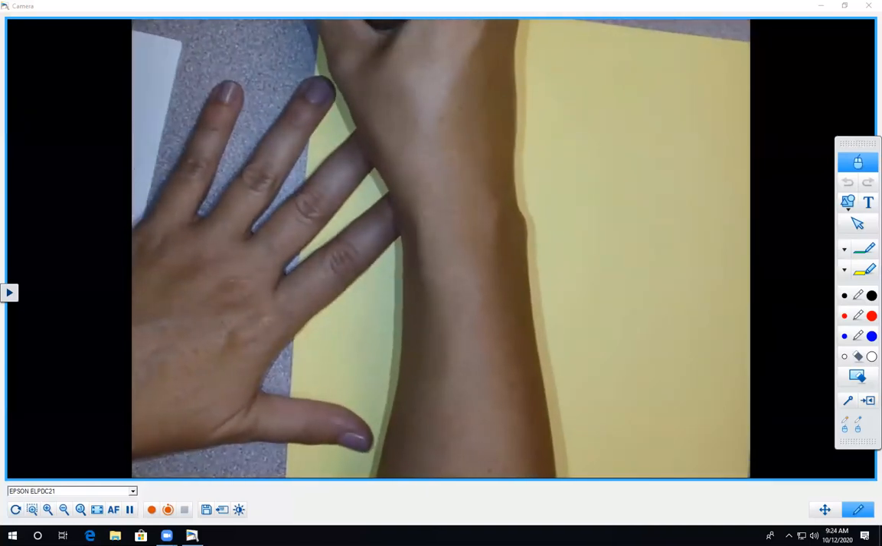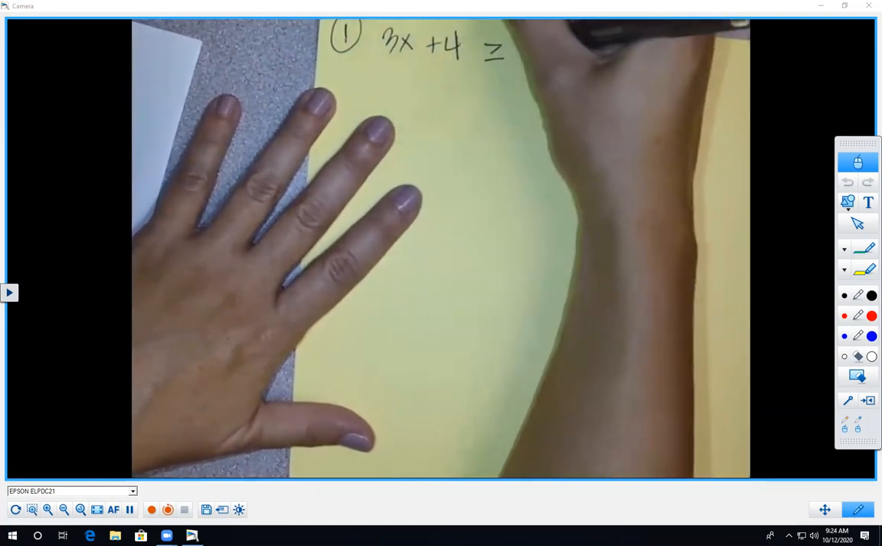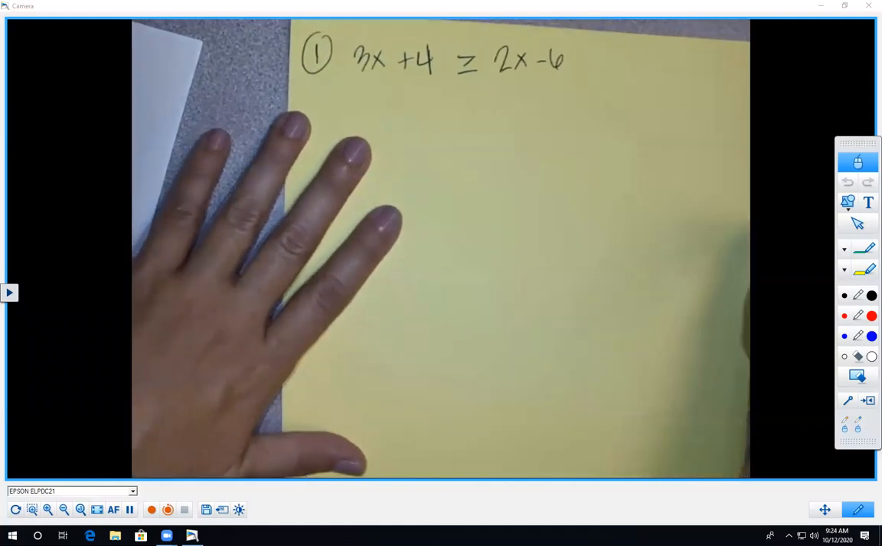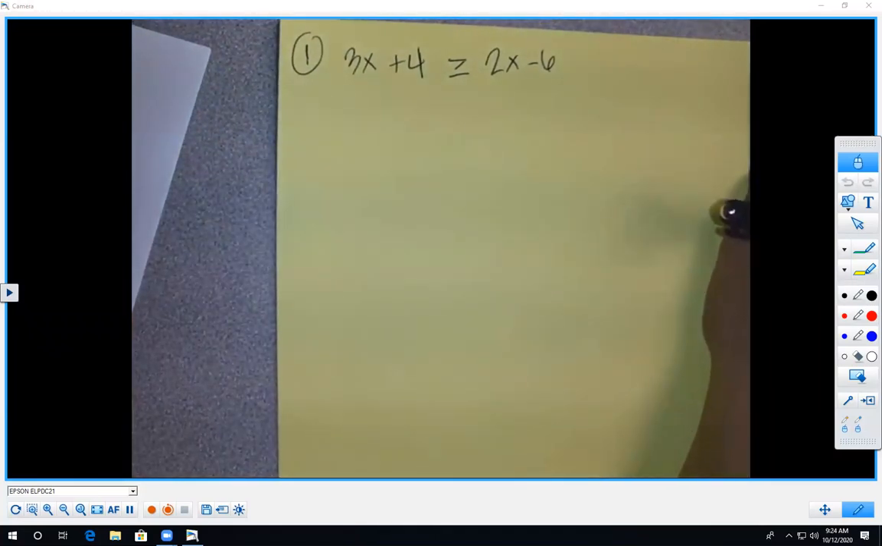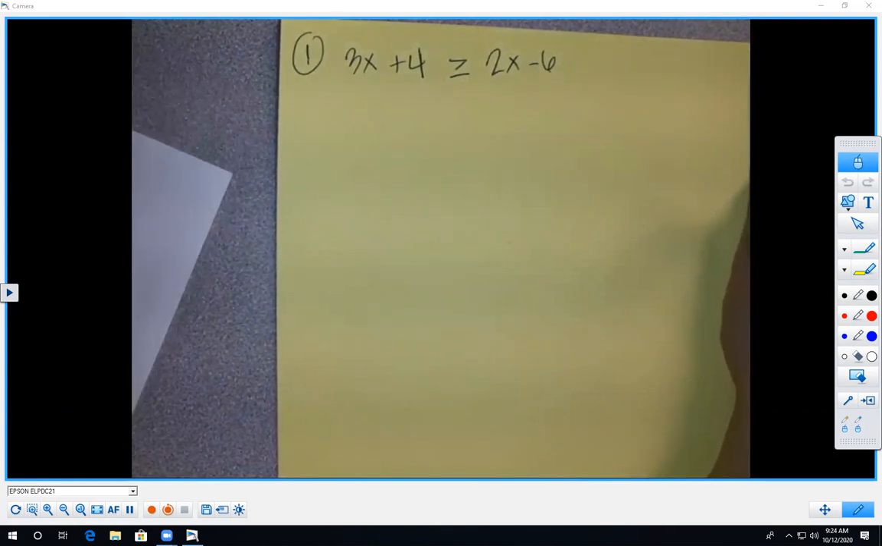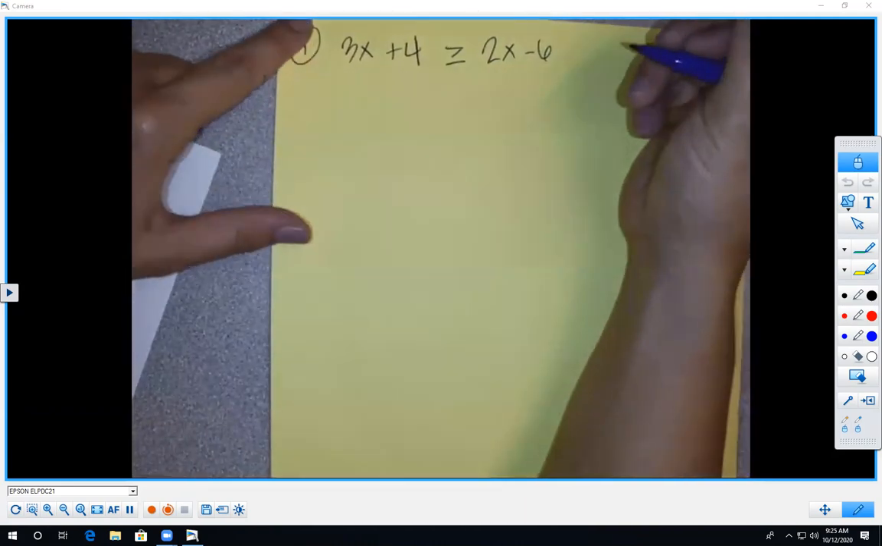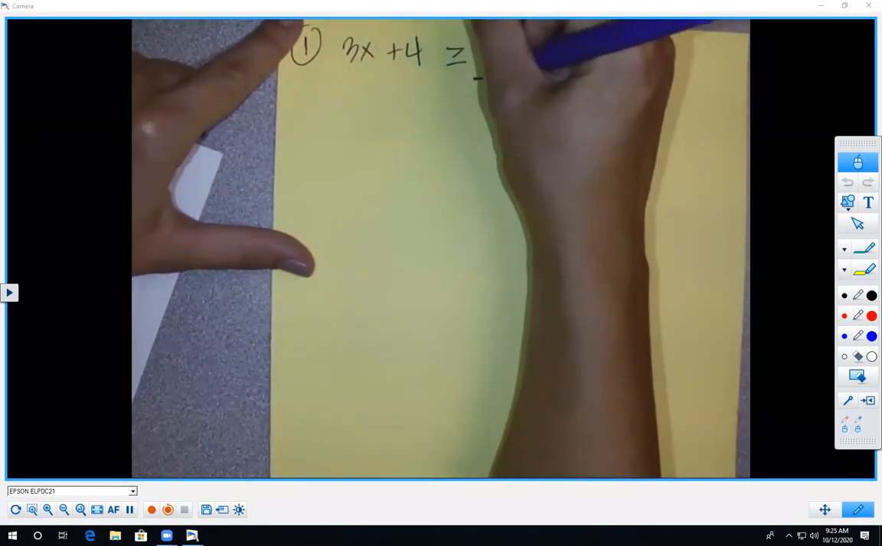Okay, so let's do some problems together. Let's start off with pretty easy. 3x plus 4 is greater than or equal to 2x minus 6. Okay, so we are going to start off by getting all your x's on one side. It is easiest for inequalities to move all the x's to the left-hand side. So I need to move this 2x over here to the left-hand side. How am I going to move 2x? Subtract it from both sides.